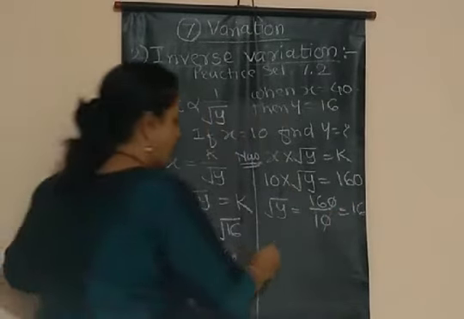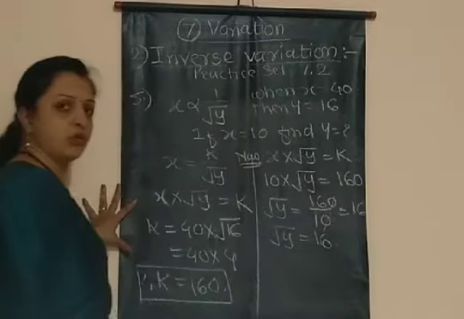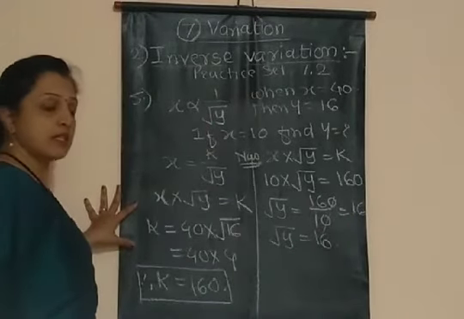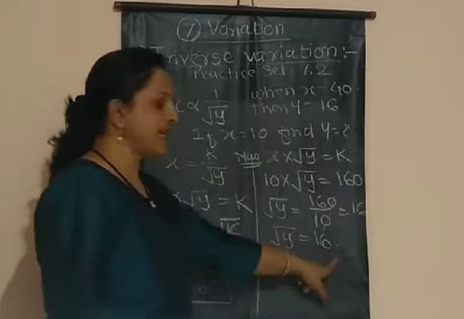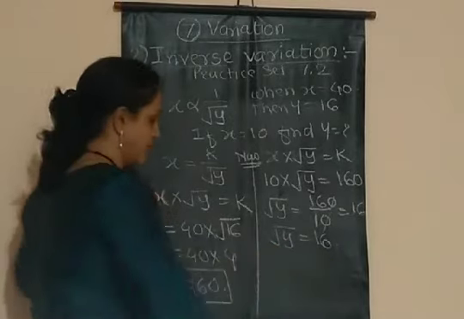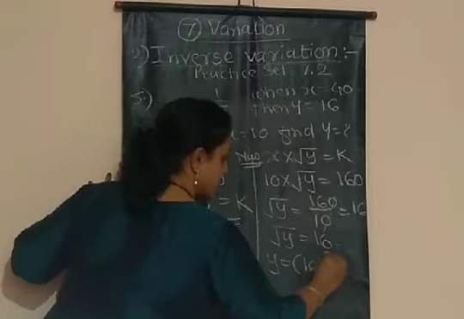So under root y is equal to 16. Now what we have to do? We have to take the squares on both hand sides. When we take this root on this side, it becomes the square of 16. So you will get y is equal to the square of 16.